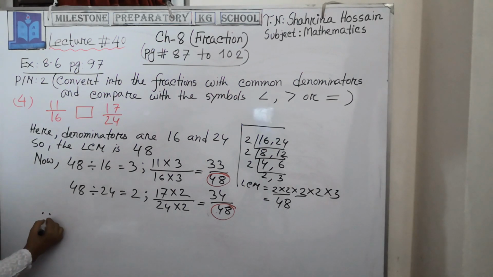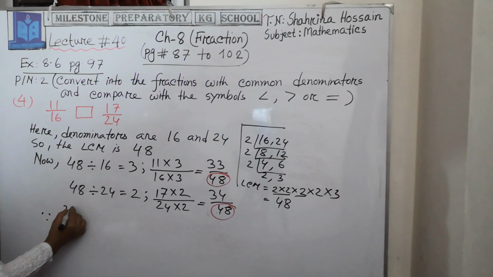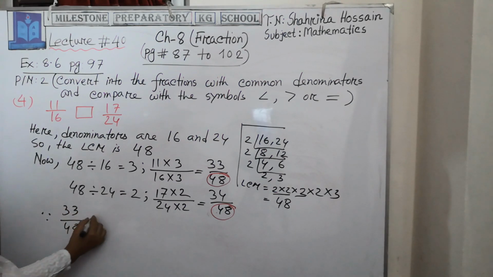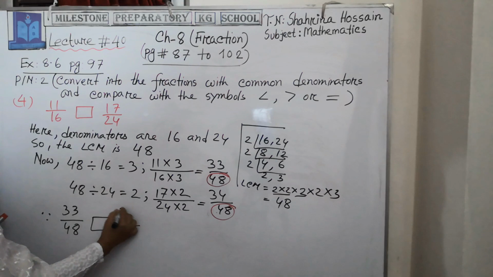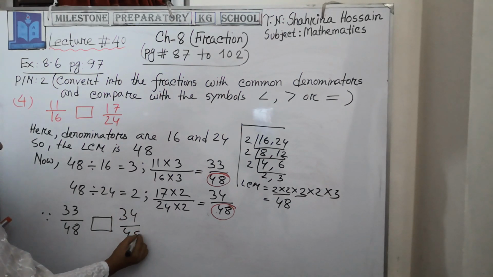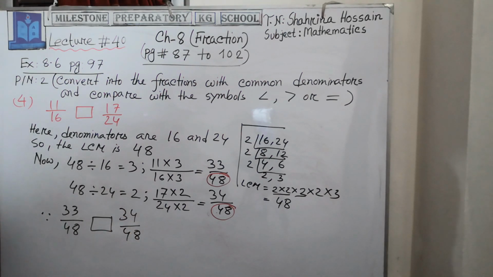So therefore 33 by 48, then box, then 34 by 48. Can you guess which one is the bigger? Yes, you are right. That means 34 by 48 is bigger. That means 33 by 48 is smaller than 34 by 48.